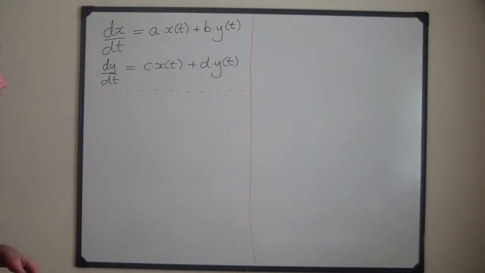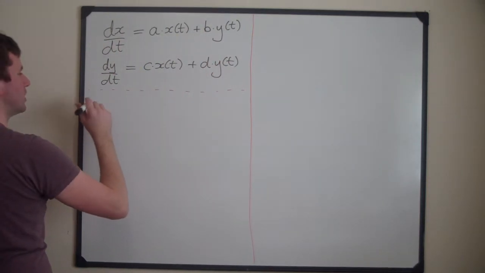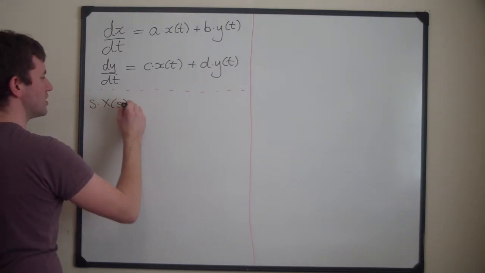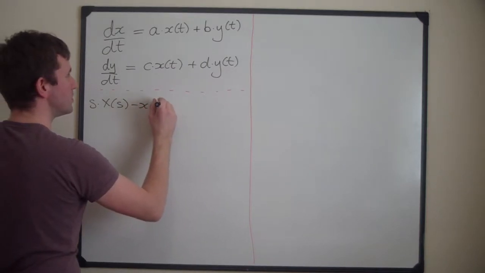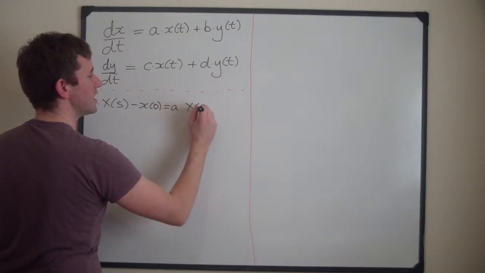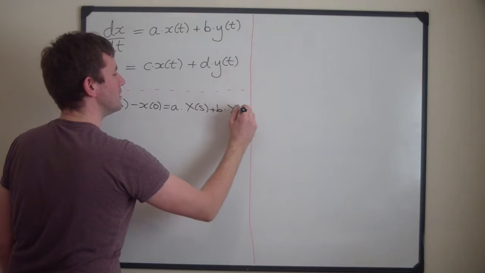What we're going to do is use the Laplace transform to turn these simultaneous differential equations into simultaneous algebra equations. So for example, if I take the Laplace transform of the first thing, I will get sX(s) minus x(0) equal to a, where little x(t) is sent to big X(s), plus b, where little y(t) is sent to big Y(s).